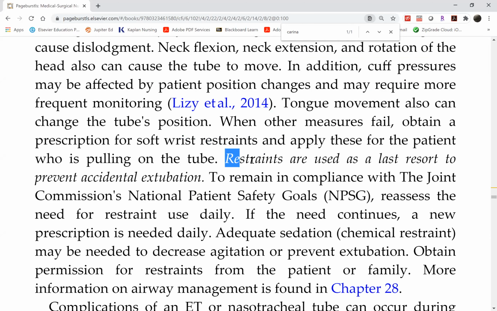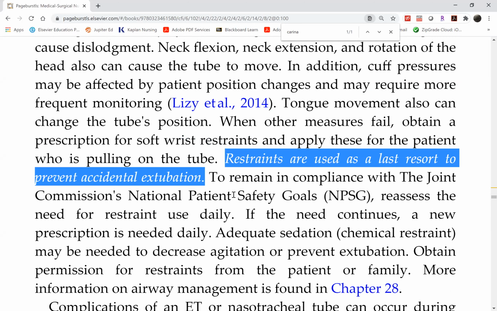We don't really physically restrain the patient, but we can if needed. But if you have good sedation, there's really no need to restrain the patient. It may fall under chemical restraint, but technically we're safe. We're not really chemically restraining the patient. It's more for patient comfort.